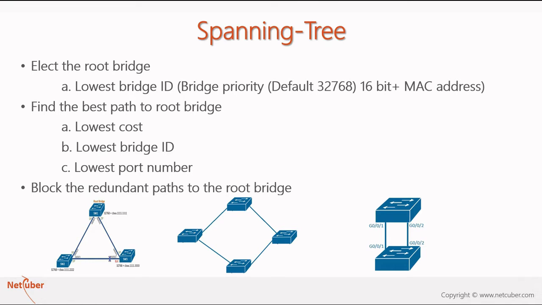How is a spanning tree working? There are three steps involved in it. First, elect the root bridge. Second, find the best path to the root bridge. Third, block the redundant path to the root bridge. First step, elect the root bridge.